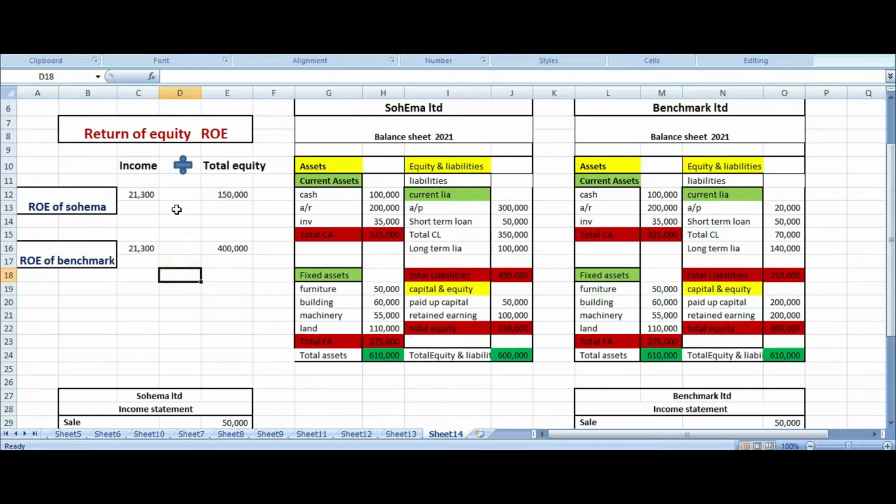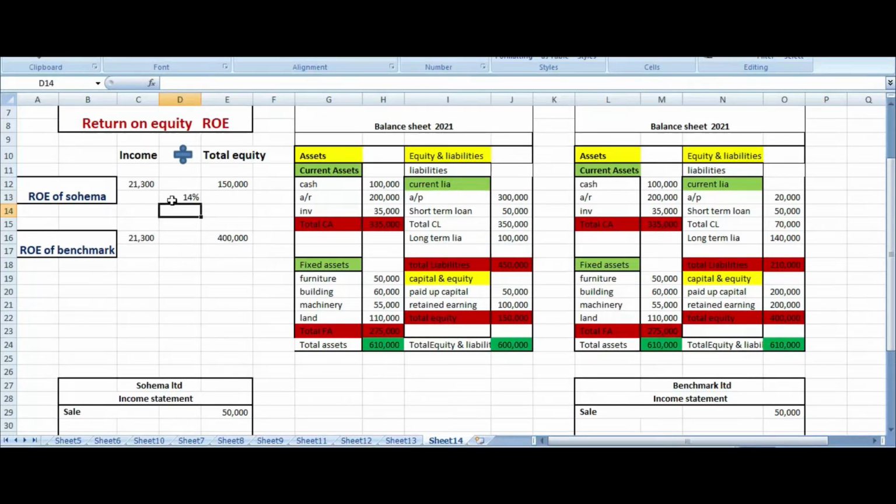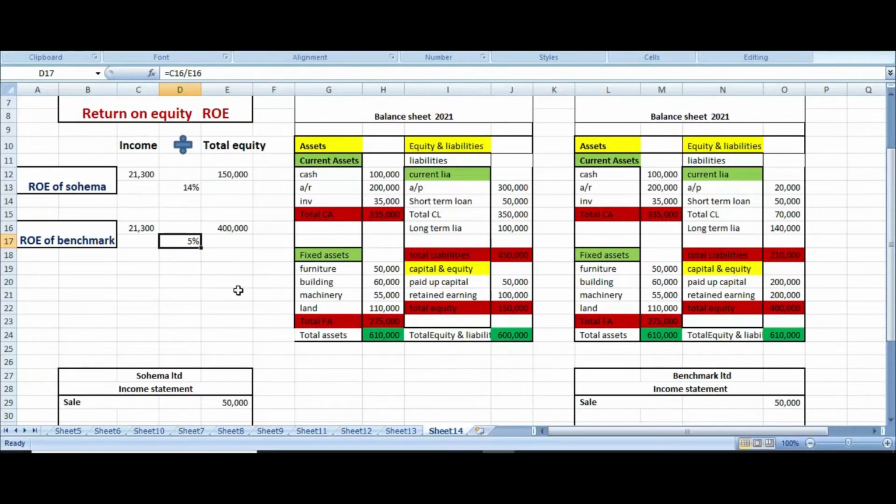So the return on equity of Soima Limited is 21,300 divided by 1,50,000. So it is 14%, and the return on equity of benchmark is 5%. So the return on equity of Soima Limited is 14%, and the return on equity of benchmark is 5%.